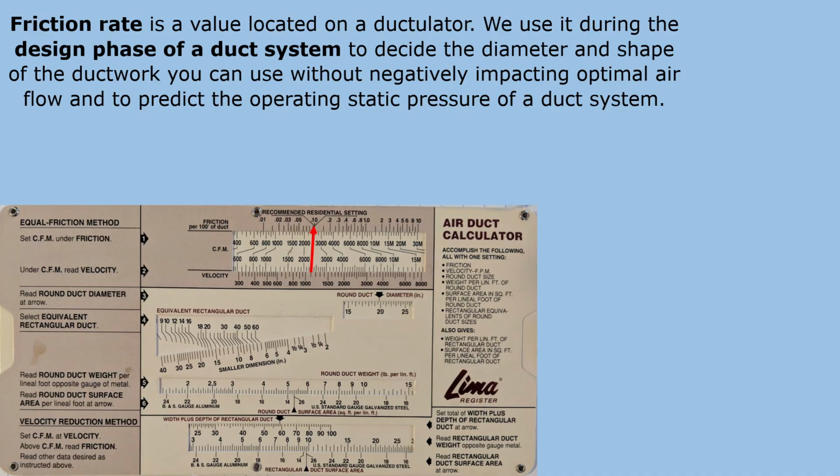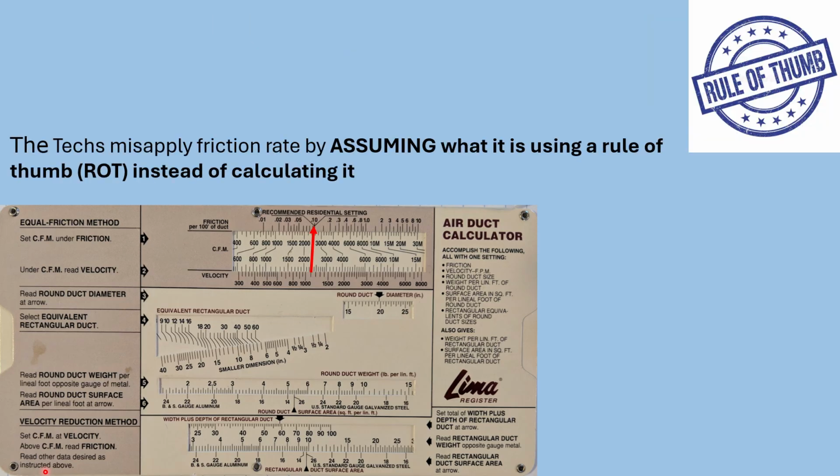Friction rate is a value located on a ductulator. We use it during the design phase of a duct system to decide the diameter and shape of the ductwork you can use without negatively impacting optimal airflow and to predict the operating static pressure of a duct system. The techs misapply friction rate by assuming, using a rule of thumb, instead of calculating it.